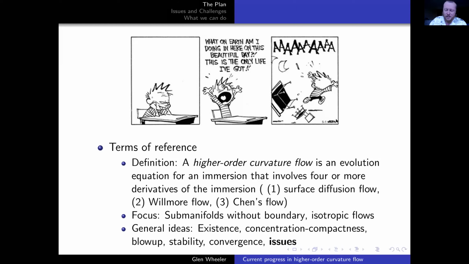And I've put issues here in bold because what I really want to do right now is focus on the issues with higher order curvature flow. What are the main problems in contrast to second order curvature flow? In general, there are always exceptions, but in general. But before I do that, I really should fulfill my promise of describing to you what these three flows are.